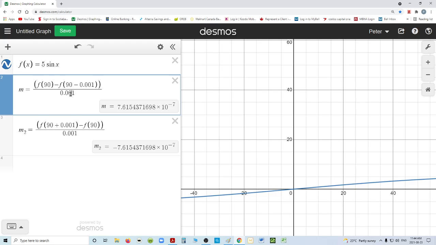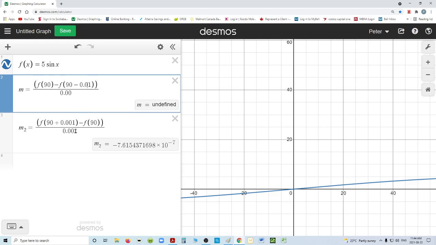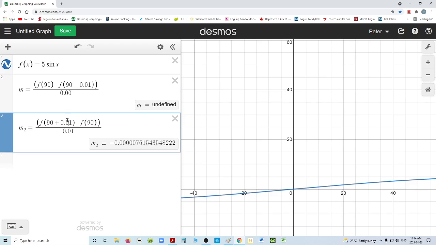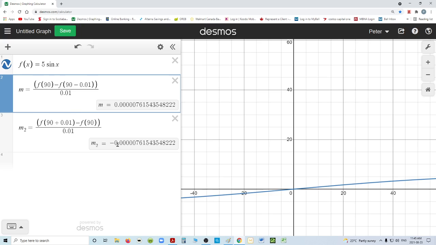There we go. Oh, it still did it. Let's take an h that's smaller. Take an h that's smaller. Oh, yeah, there we go. Now you can see it with the 0.